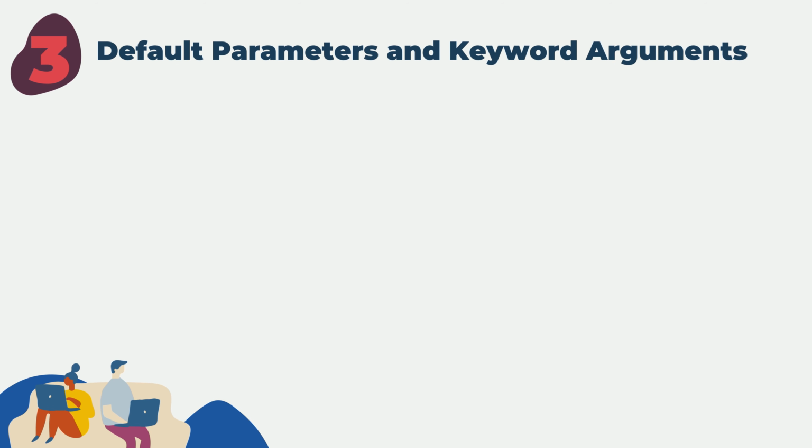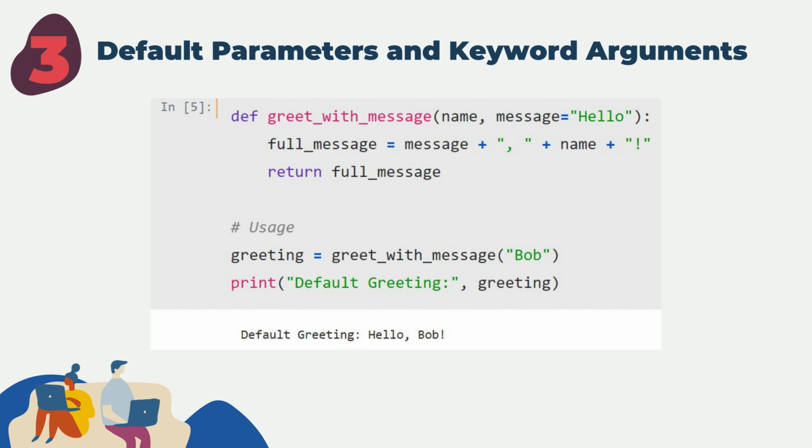As we continue our exploration of Python functions, let's touch upon two powerful features, default parameters and keyword arguments. In this example, the function greet_with_message has a default parameter message, which is set to hello. When calling the function without providing a specific message, it uses the default. However, you can still override the default by passing a custom message as an argument.